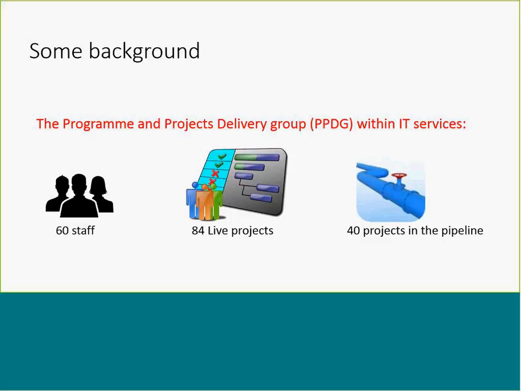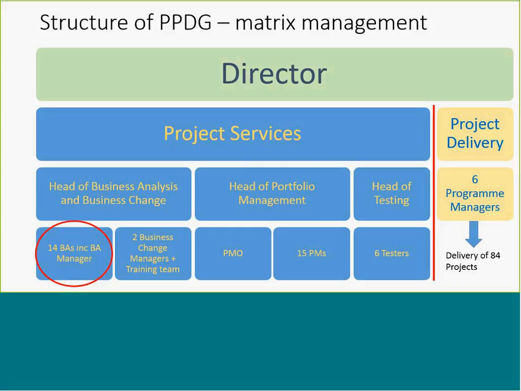We're the Programme Project Delivery Group, PCMG, within IT Services. Within IT Services, there's about 350 staff, but within PCMG, there's 60 working on projects in different roles. We have 84 live projects at the moment, and at least 40 in the pipeline, waiting in the wings. It's quite a sizable operation. It's grown over the last 3 years. We've had to reorganise really to cope with that.